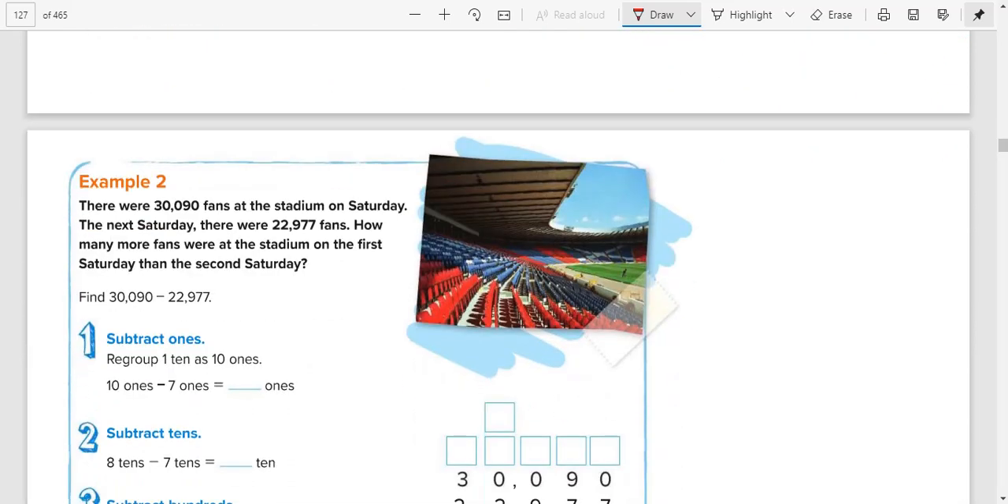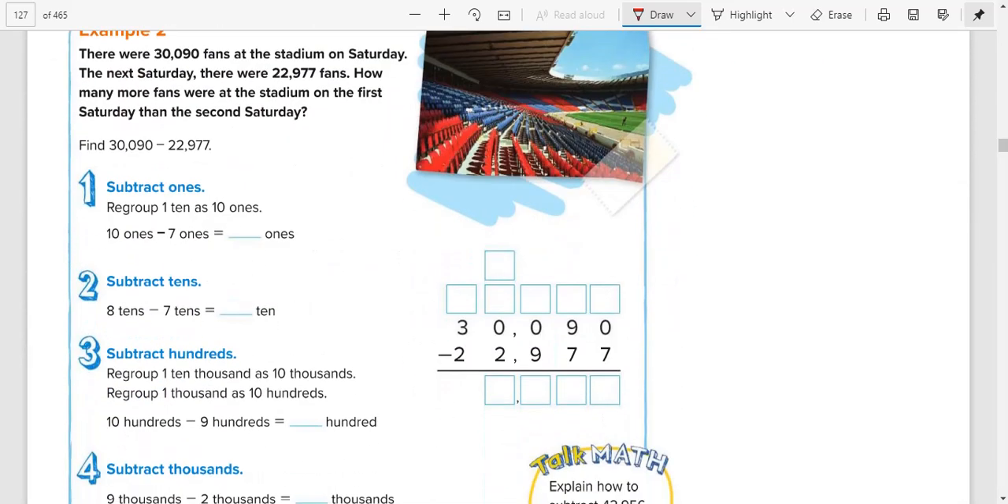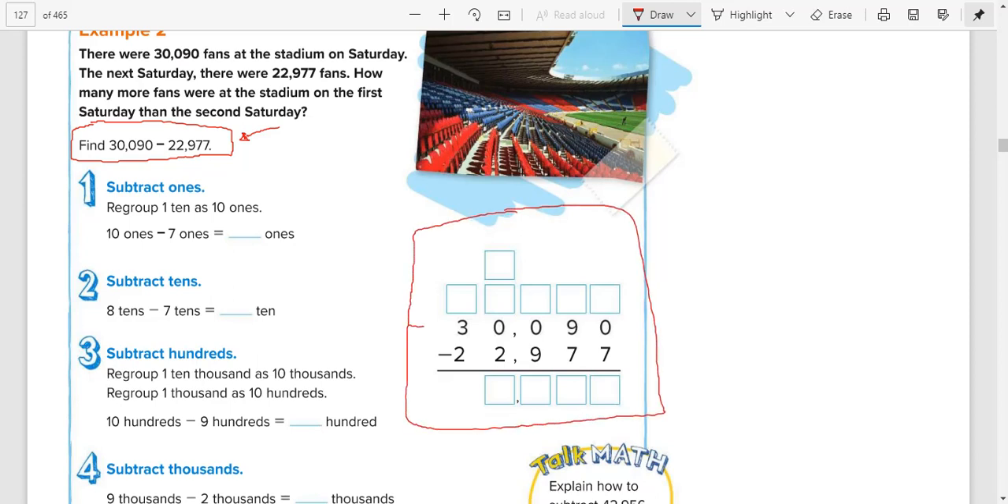Let's go to example number 2. So we're gonna do it together again. Sit back, or probably you can try this by yourself and see if you will get it right before you look at the answers. So the two numbers we want to do is find 30,090 minus 22,977. So don't forget to properly arrange the numbers, which is what has been done here.